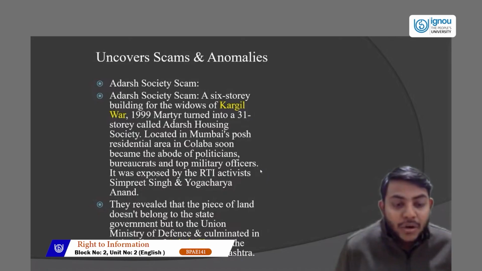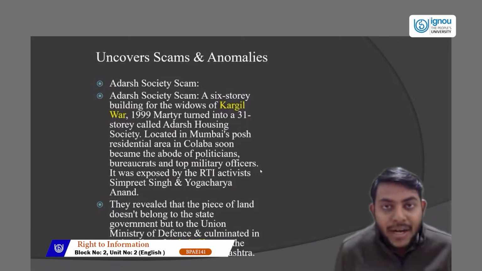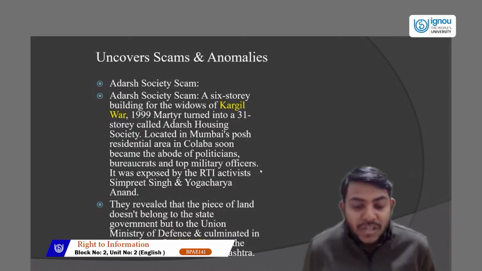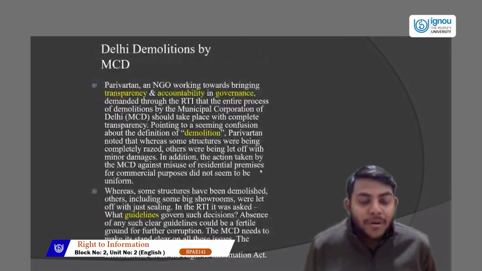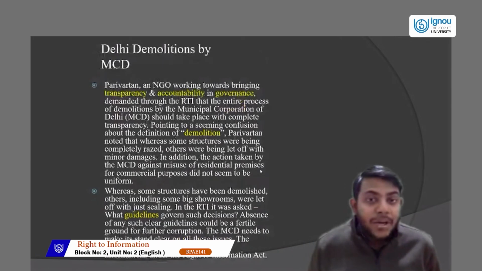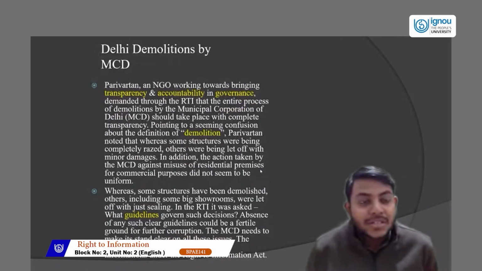And the RTI activists Simpreet Singh and Yogacharya Anand exposed this scam, and they revealed that the piece of land did not belong to the state government but to the Union Ministry of Defense. And this ultimately culminated in the resignation of the then Chief Minister of Maharashtra, that is Ashok Chavan. And it also played a very important role in unearthing the purpose behind the Delhi demolitions that were carried out by the Municipal Corporation of Delhi.